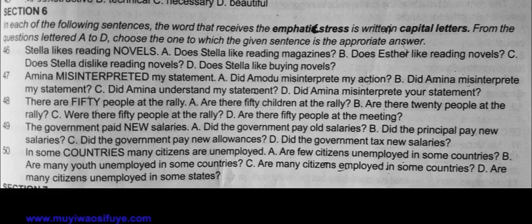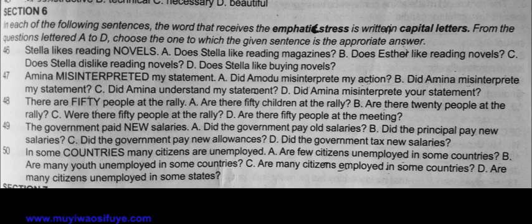Now let's look at option C and D. For option C, were there 50 people at the rally? That option does not answer the question. And then option D, are there 50 people at the meeting? It's talking about rally, not meeting, and so option D also does not answer the question. And so the correct option for that particular question is option B. Are there 20 people at the rally? Because it answers the question. There are 50 people at the rally.